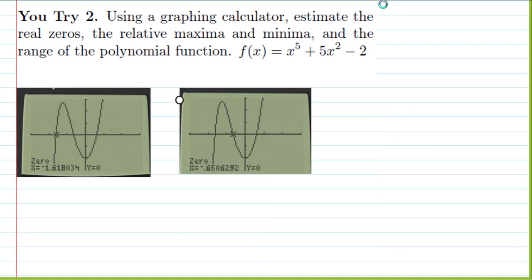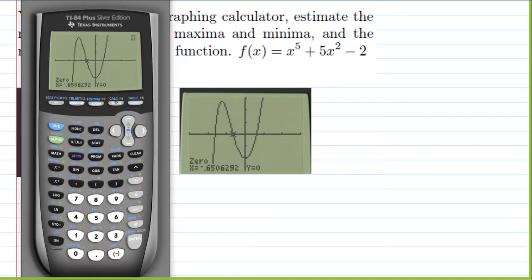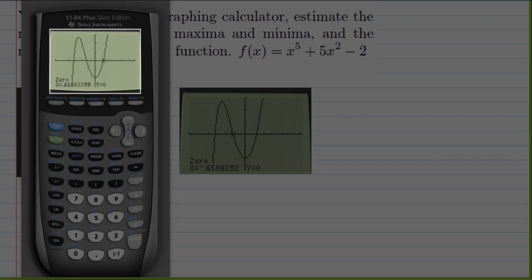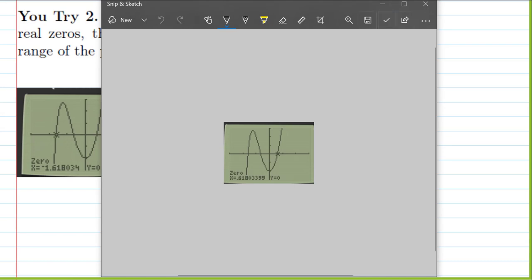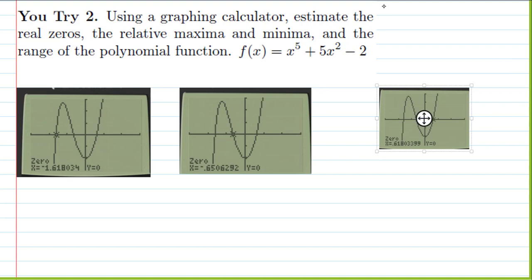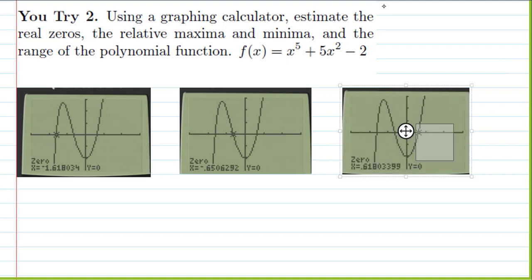And then we have our last 0, or the positive one. So second trace again. I go to 0. I'm going to move over a bit, get closer to it. And to the right, and I move back, guess, and I get the following. So those are our 3 zeros.